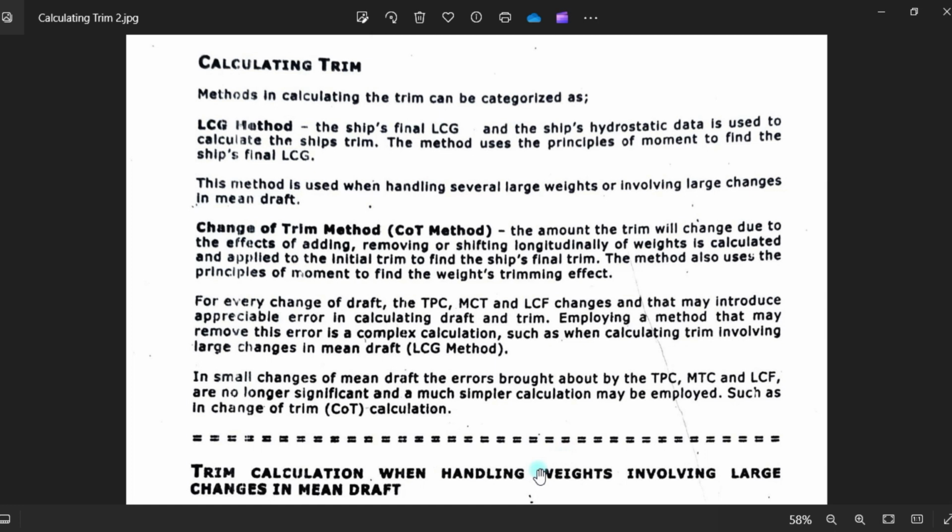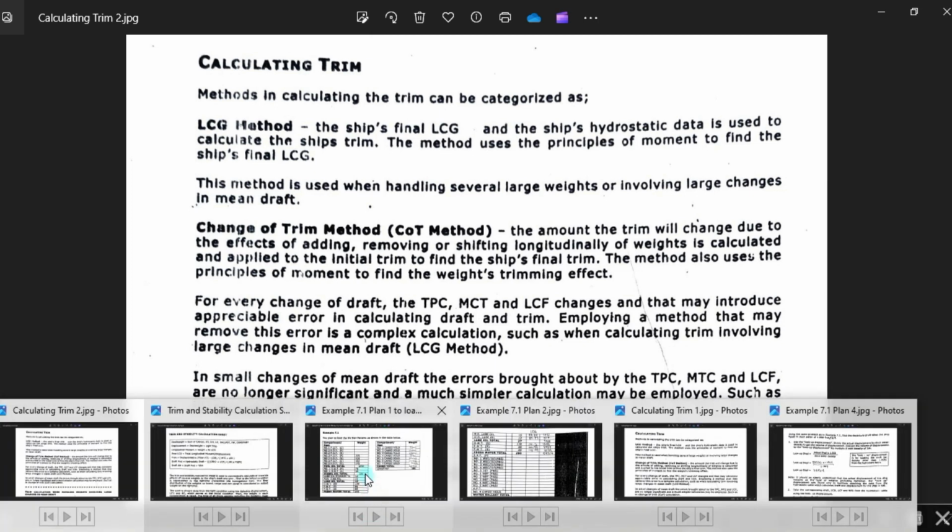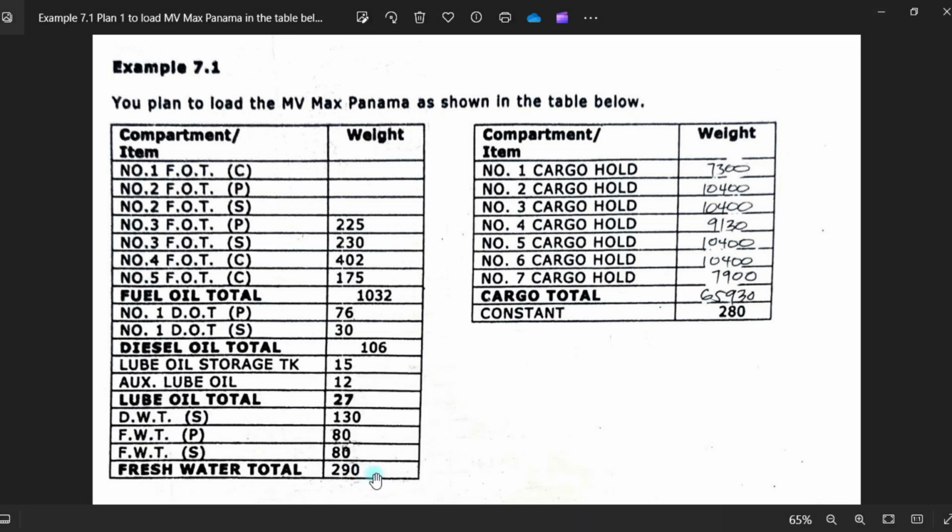So let's start with this example, guys. Here is example 7.1. Your plan is to load the MV Max Panama as shown in the table below. So here you have the weights of the FO, the compartments. This is the fuel, and here the diesel, and we have the lube oil and fresh water.